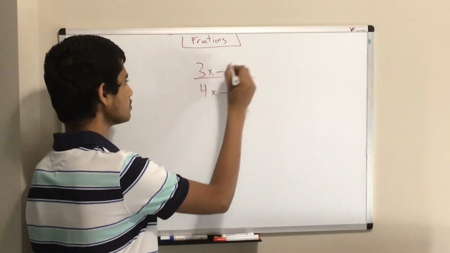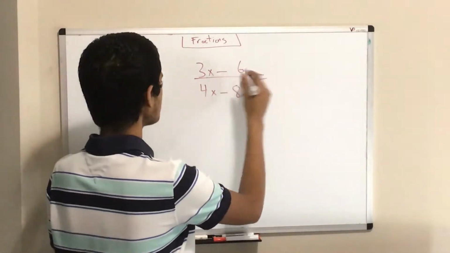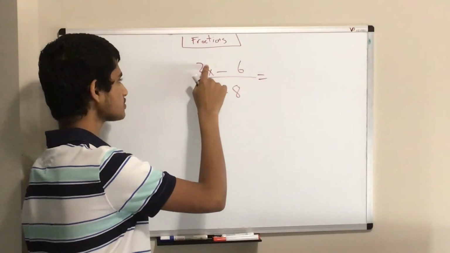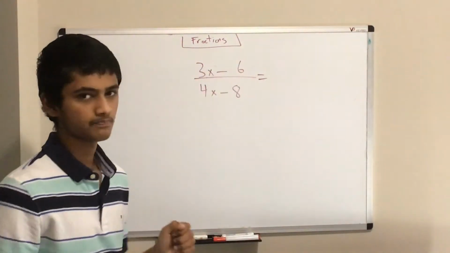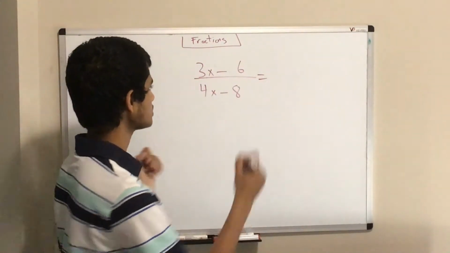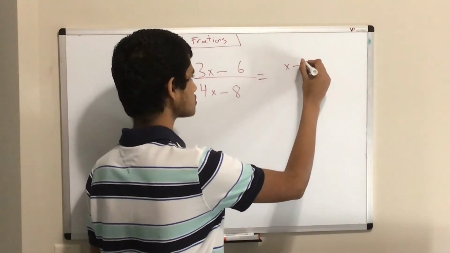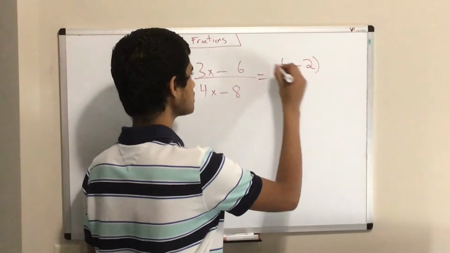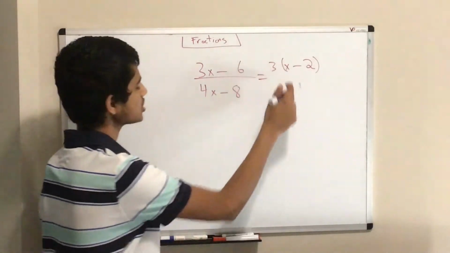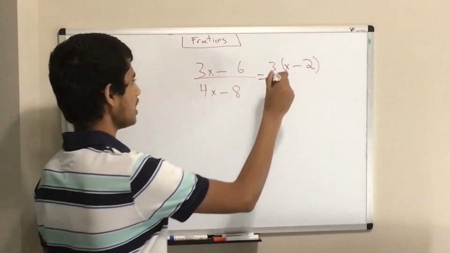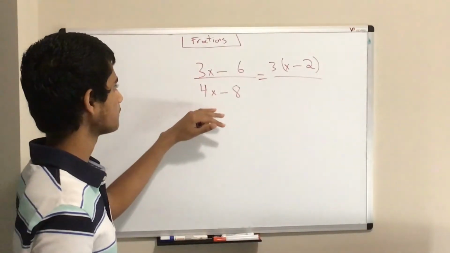When we factor this out, on the numerator, we find that the greatest common divisor for both of these terms is 3, because 3 goes into 3x and 3 goes into 6. So 3x divided by 3 is simply just x, and 6 divided by 3 is simply just 2. So it's going to be 3 times x minus 2. And if you want to check that by distributing it, it turns out that's what the original expression is. And on the bottom, we apply the same principle.